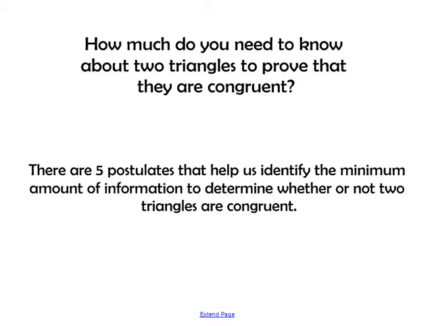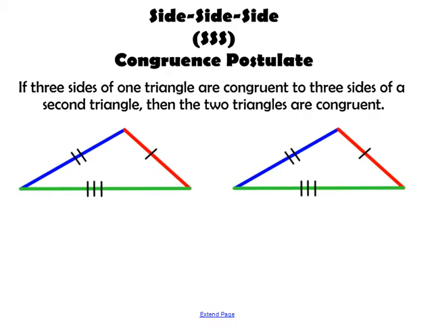However, the question is, how much do you need to know about two triangles to prove that they are congruent? So we're not talking about polygons in general, we're specifically talking about triangles. There are 5 postulates that help us identify the minimum amount of information to determine whether or not two triangles are congruent. And right now we're going to talk about one of them.